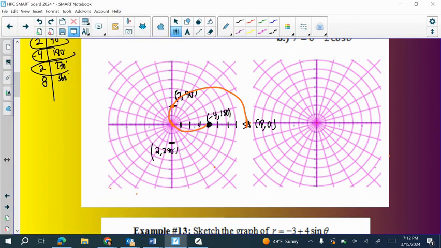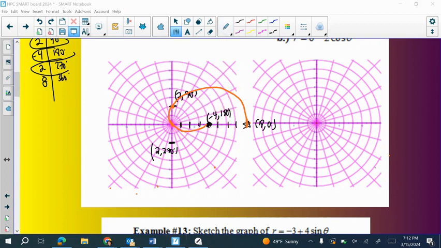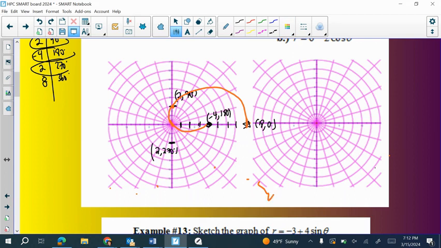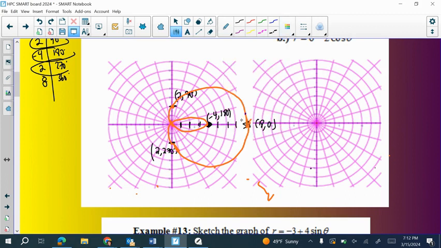And then I'll continue to go out in this direction. I don't know why it's not writing. I think I have my color picked. There it is. Okay, so we'll just continue to go all the way through and continue to go out through the loop. Again, we're focusing on a counterclockwise direction, so I'm going to put those arrows in that direction.